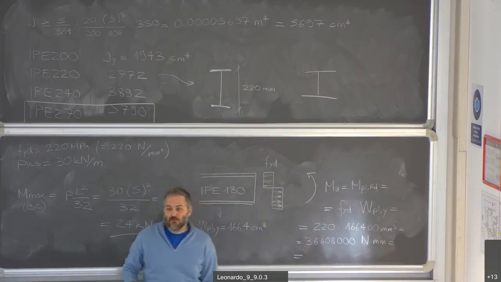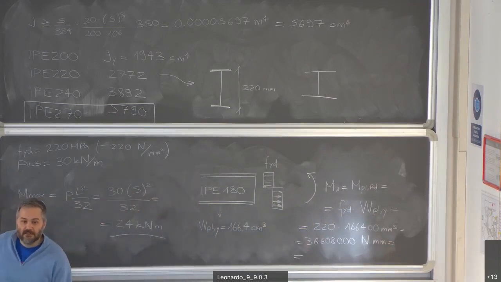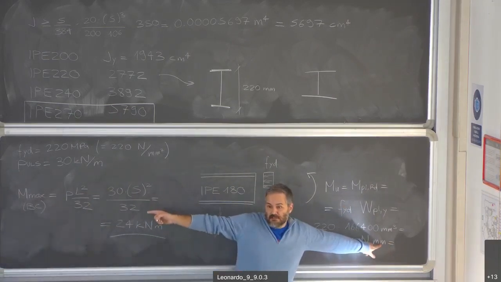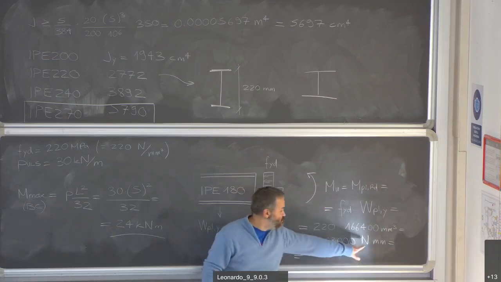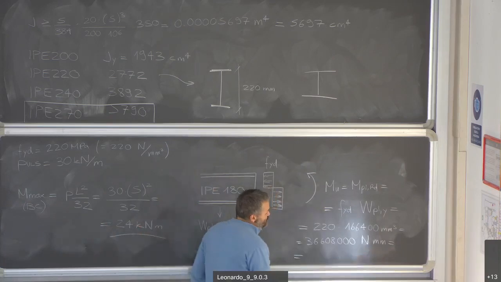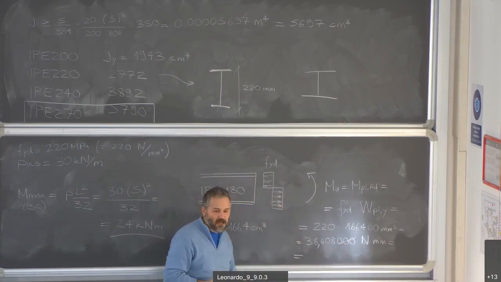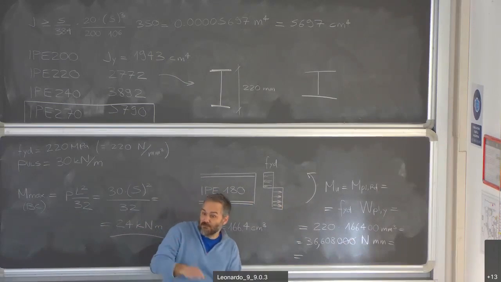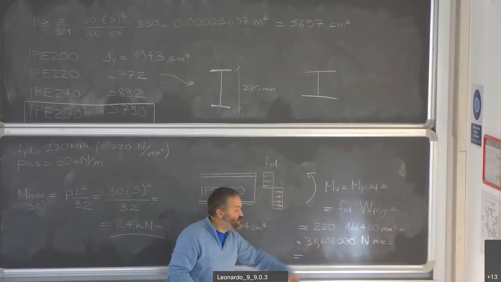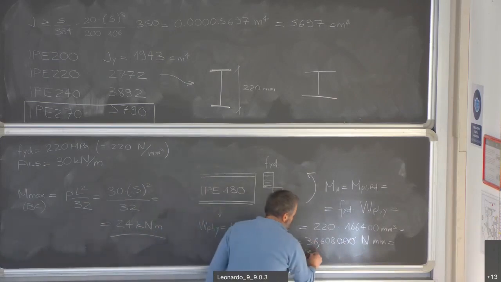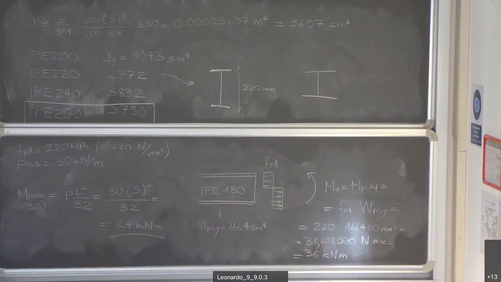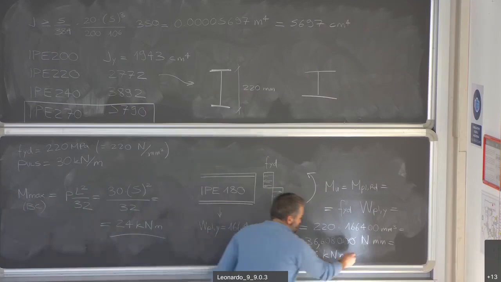To go from this to kilonewton times meters, I have to divide by 1,000 because millimeters have to transform into meters, and by another 1,000 because newtons have to go into kilonewtons. So this basically means getting rid of this and putting a comma here, rounding it up or rounding it down. Because we are working out the resistance, it's wise to round it down. Okay, 36.6 becomes 36 kilonewton meters. Still much larger than this one, so the check is okay.